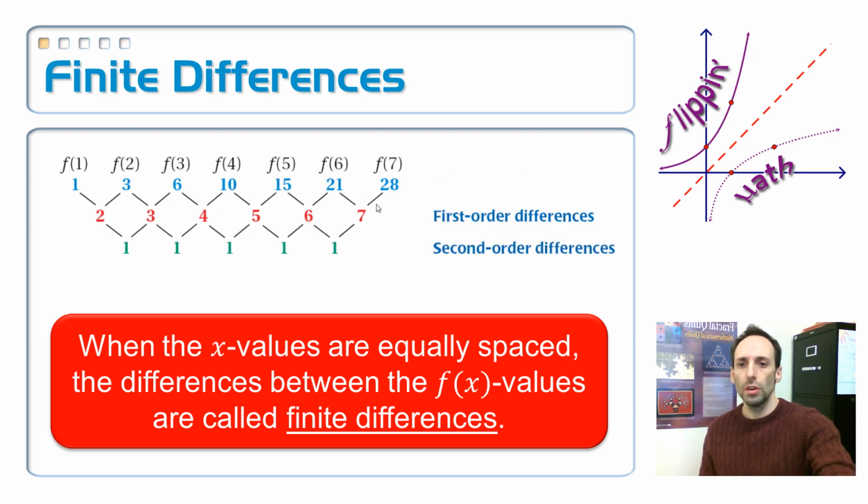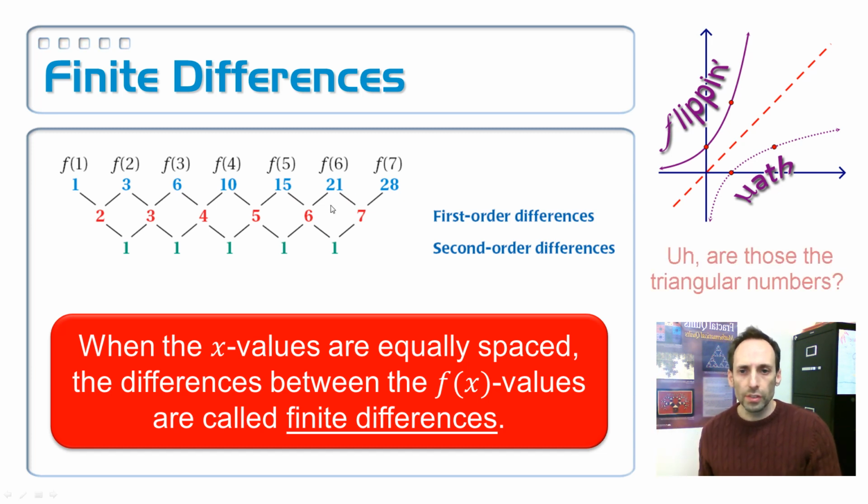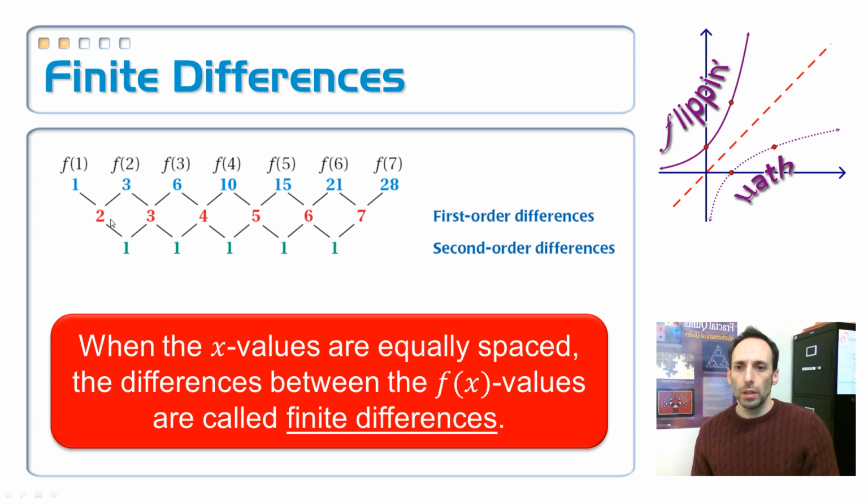Okay, so here's another set of numbers. Completely different set of numbers. 1, 3, 6, 10, 15, 21. Maybe those look familiar from that very first slide back there. And I find the first order differences. I find the differences between my y values there. And I'm going up by 2, then by 3, then by 4, then by 5, then by 6 and 7.